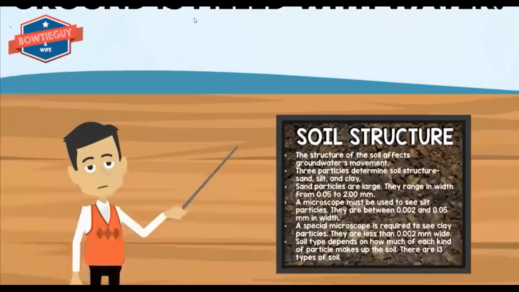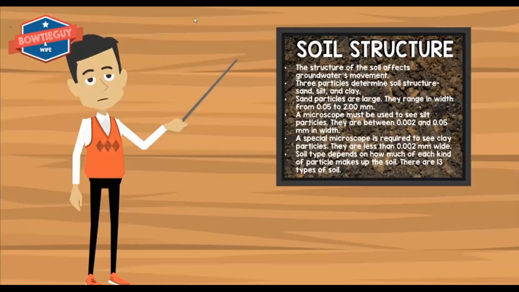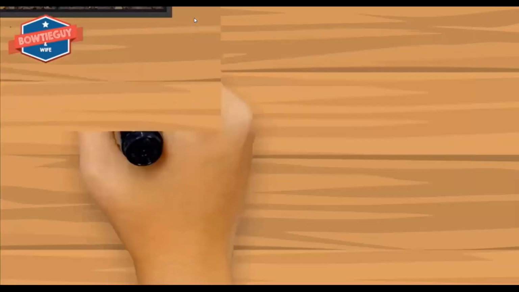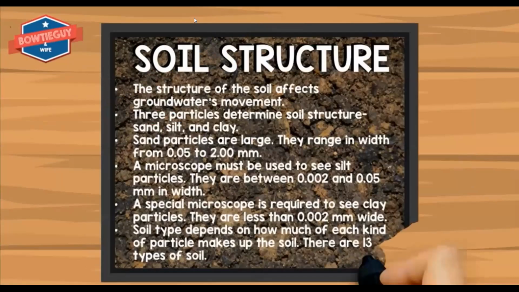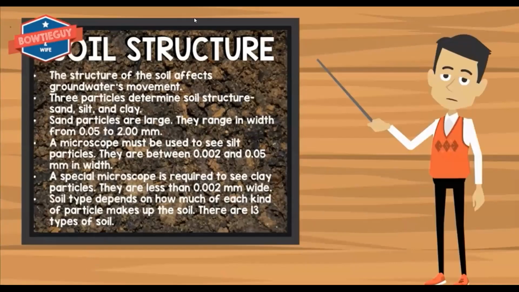Now let's discuss soil structure. The structure of the soil affects groundwater's movement. Three particles determine soil structure: sand, silt, and clay. Sand particles are large. They range in width from 5/100ths to 2 millimeters. A microscope must be used to see silt particles.